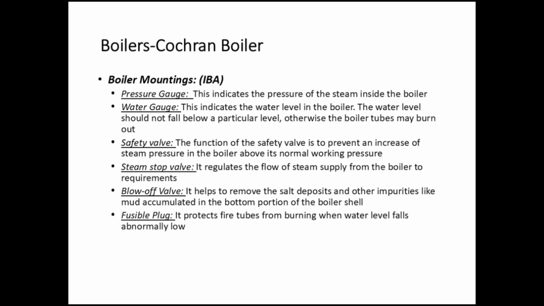Safety valve. The function of the safety valve is to prevent an increase of steam pressure in the boiler above its normal working pressure. Steam stop valve. It regulates the flow of steam supply from the boiler to requirements. Blow off valve. It helps to remove the salt deposits and other impurities like mud accumulated in the bottom portion of the boiler shell. Fusible plug. It protects fire tubes from burning when water level falls abnormally low.